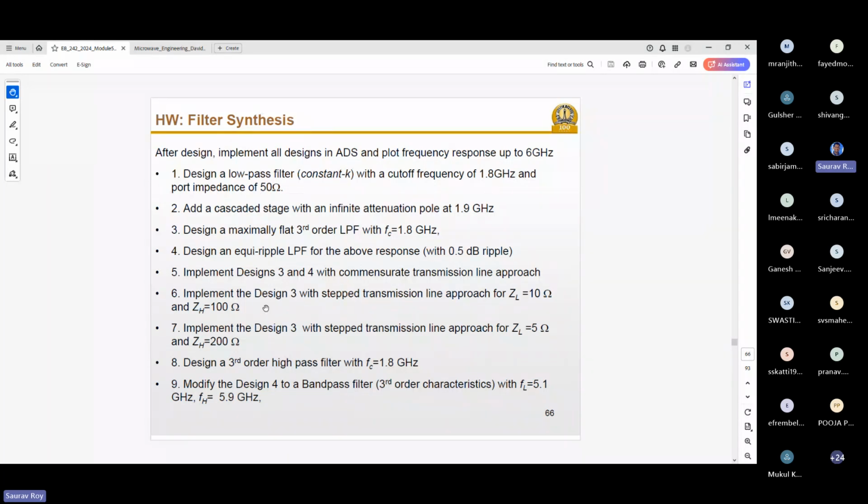This will be almost similar to the filter homework you will get, the assignment for the next filter. I will post it, maybe a couple of days later.